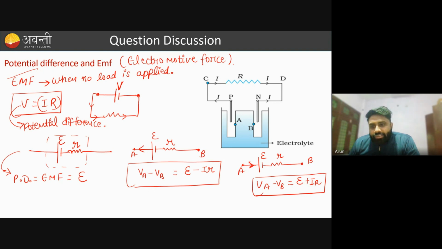Chemical energy to electrical energy. Yeah, the purpose of the battery is to convert the chemical energy of that particular chemical into electrical energy. Very good. So this is the purpose of the battery. The battery is a device which converts chemical energy into electrical energy. Got it?